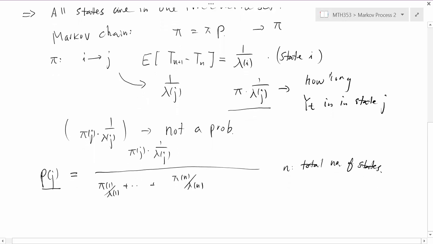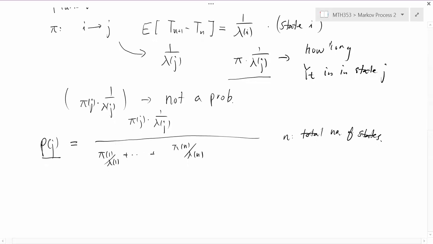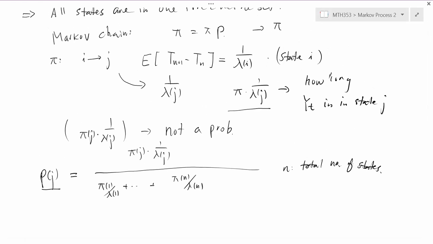That way we find the long run probability vector for the Markov process. Let's go back and try to see how we find it. First, we can solve pi from this equation we know how to solve, and then for each component we multiply by the factor 1 over lambda j, because that's the expected sojourn time.